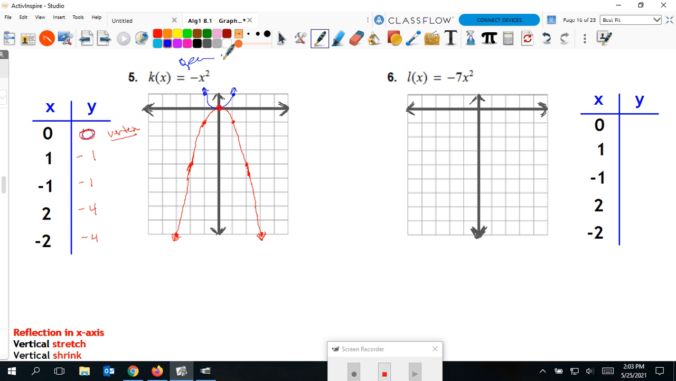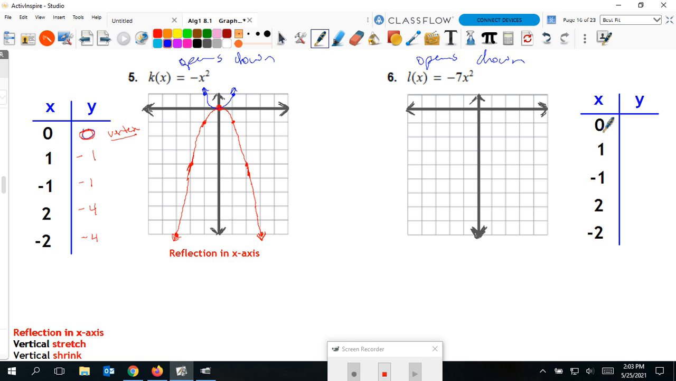Right? We know it opens down because of the negative sign. We know that from just looking at that. And so what we'd want to say to compare it to the parent function is that there is a reflection in the x-axis. On number 6, we can also see this one's opening down also with the negative in front of the 7. So that one opens down.